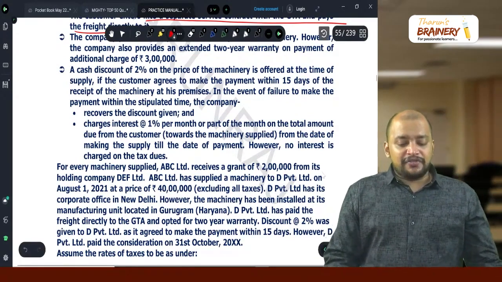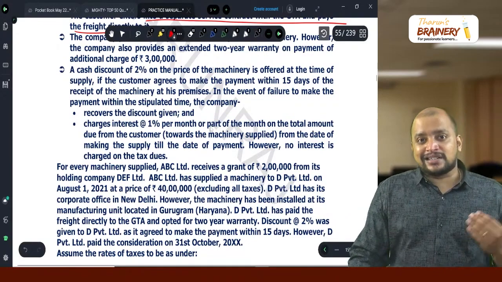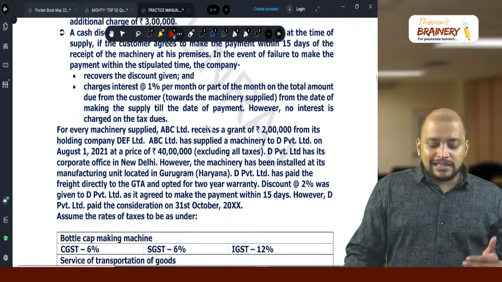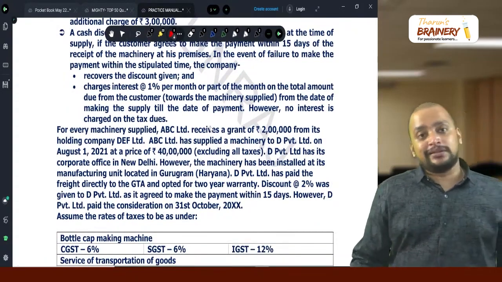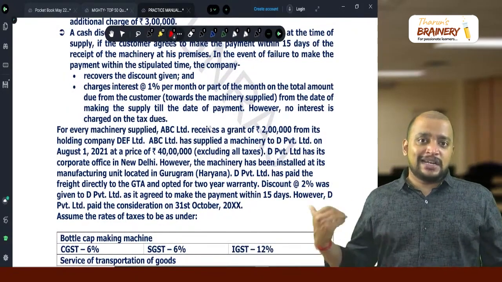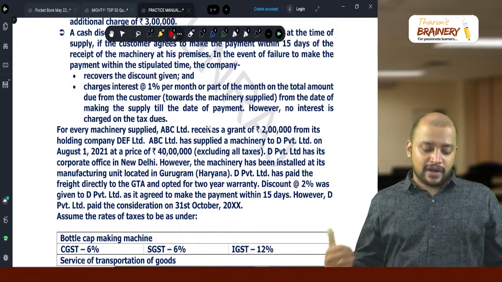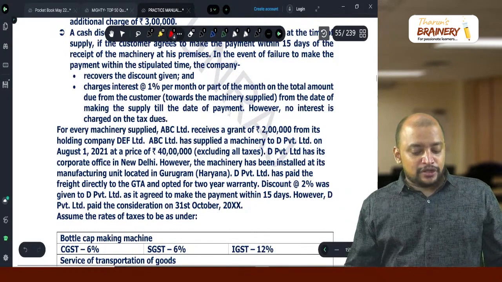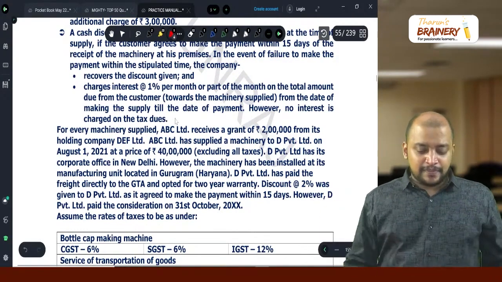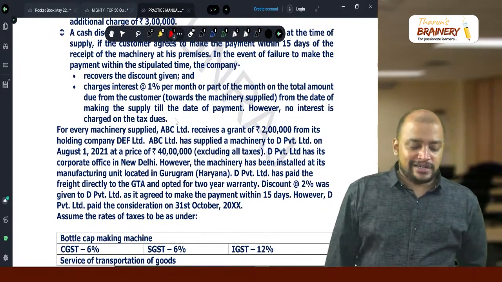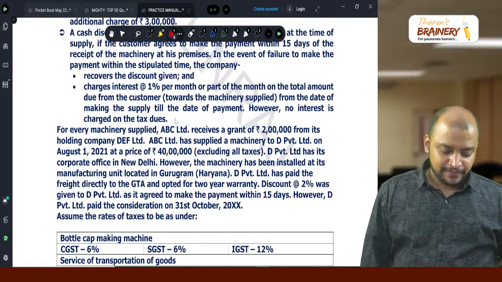In the event of failure to make the payment within the stipulated time, the company recovers the discount given and charges interest at the rate of 1% per month. So this is for non-payment of consideration on time. They will be charging interest and recovering the discount. Okay. Now, 1% per month or part of the month on the total amount due from the customer from the date of making supply till the date of payment. However, no interest is charged on the tax dues.